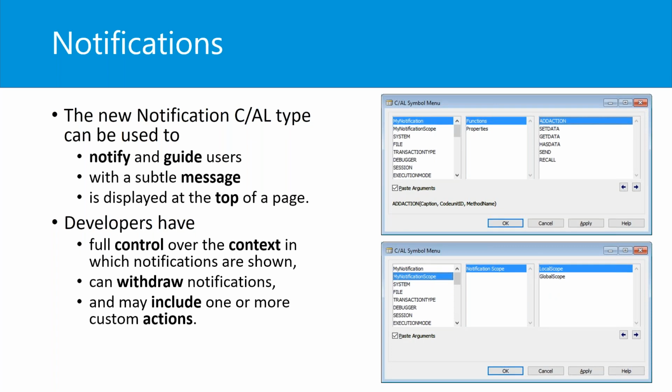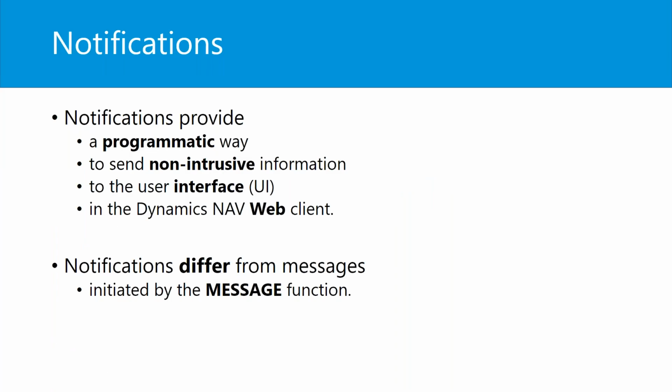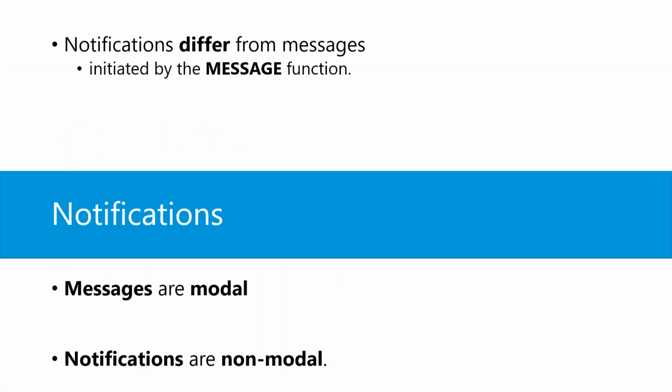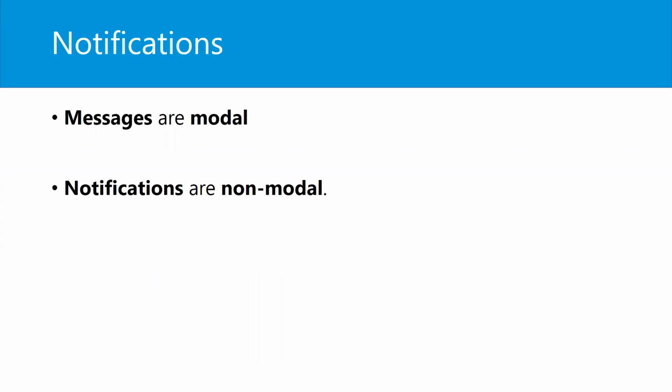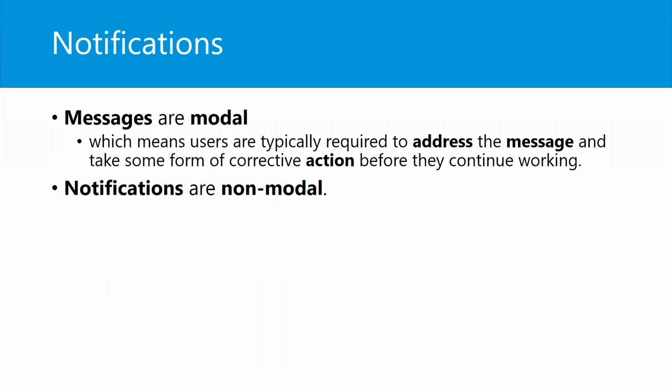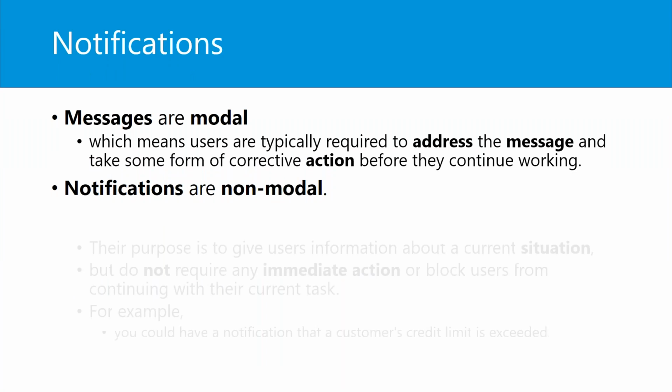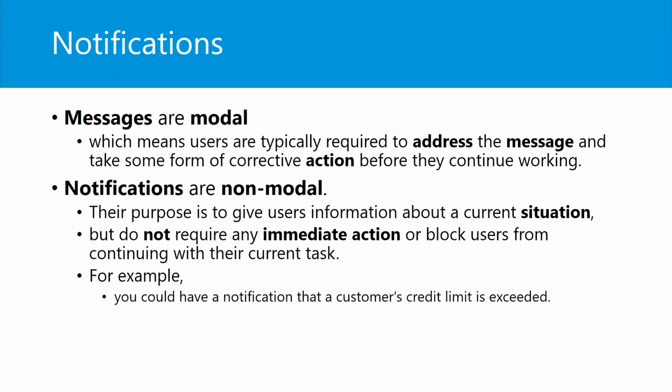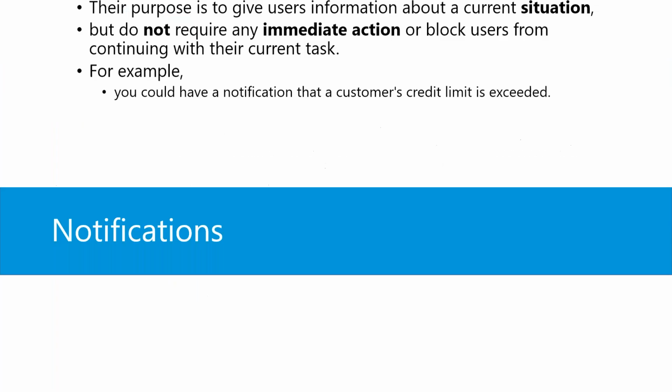And there is also a scope for our notifications. So with notifications via AL, we can program a non-intrusive way to provide the user with information in the web client. And a notification is not the same as a message. Why? Messages are modal, notifications are non-modal. So a message means that we show something and we need to click, we need to address it. A notification is basically optional. There is no need for an immediate action in here. For example, we can say, did you notice that the credit limit has been exceeded?